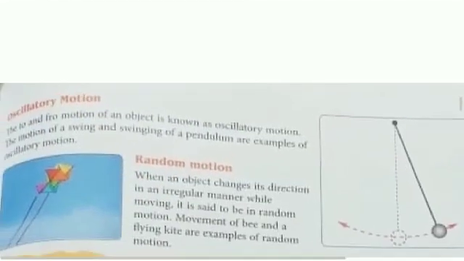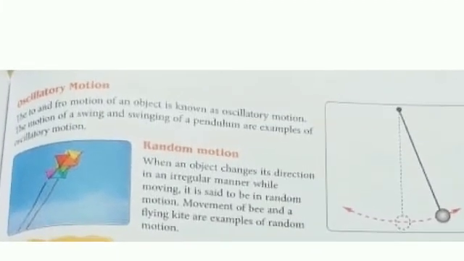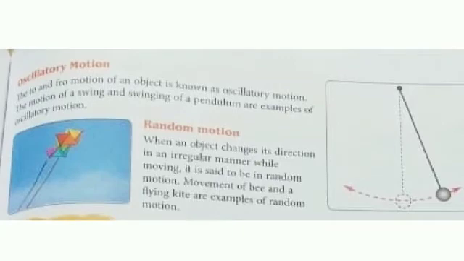Fourth one is oscillatory. Here is a phrase, to and fro. The to and fro motion. To and fro means a motion which moves left, then right, then left, then right, and repeating. To and fro means idhar udhar. The to and fro motion of an object is known as oscillatory motion. Means it is oscillating. Best examples are motion of a swing, jhoola jhoolte hain, and swinging of a pendulum. These are the examples of oscillatory motion.